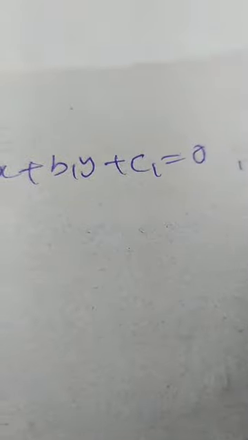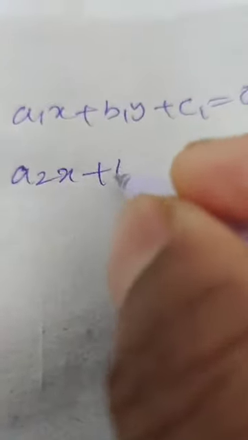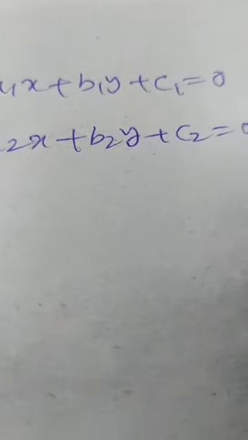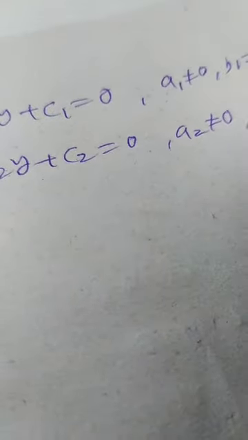a1x plus b1y plus c1 is equal to 0. I am taking the condition that a1 is not equal to 0 and b1 is not equal to 0. That means this represents a linear equation in two variables, one equation. I am taking another equation, a2x plus b2y plus c2 equals 0, and here a2 is not equal to 0 and b2 also is not equal to 0. So this is also another linear equation in two variables.